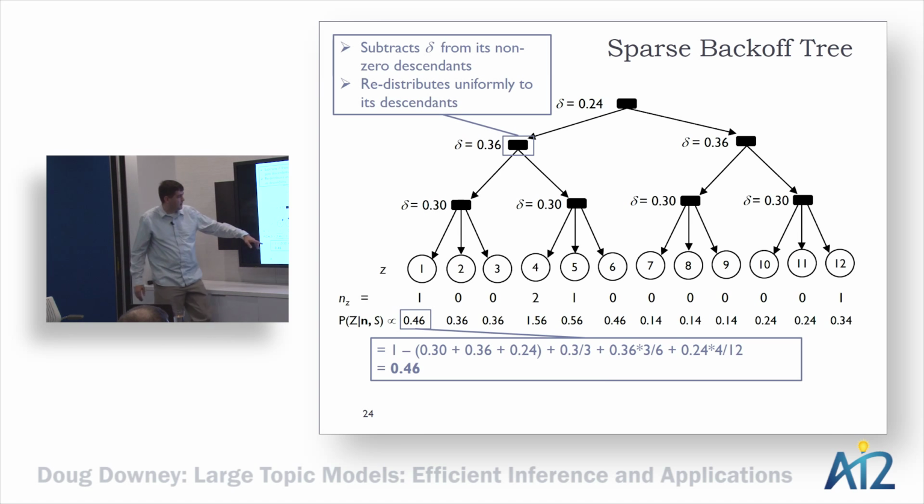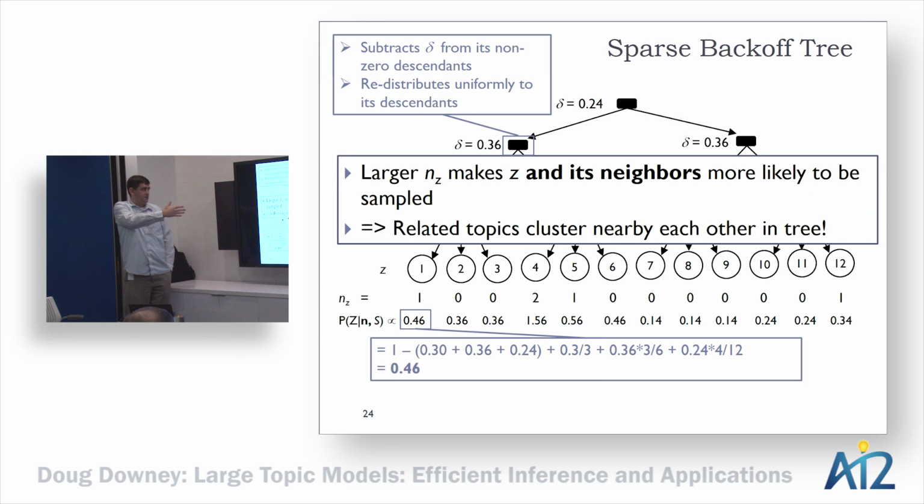So notice this 0 ends up with a pseudo count of 0.46, even though its count is 0, to be contrasted with this other 0 in topic, say 9, which ends up with a pseudo count of 0.14, so it's almost 3 times less. And that's the big difference between the Sparse Backoff tree and the Dirichlet. In the Sparse Backoff tree, if you have a lot of non-zero neighbors, like topic 6 does, you can end up with higher probability than this other topic 9, even though the actual count is 0 in each case.